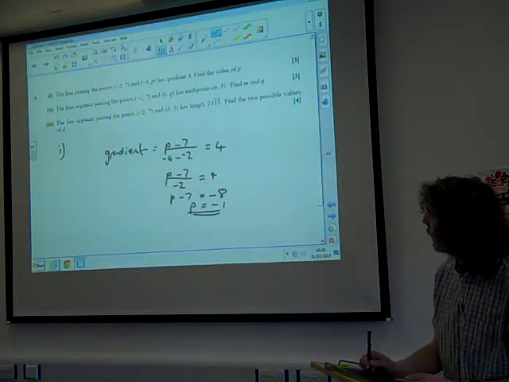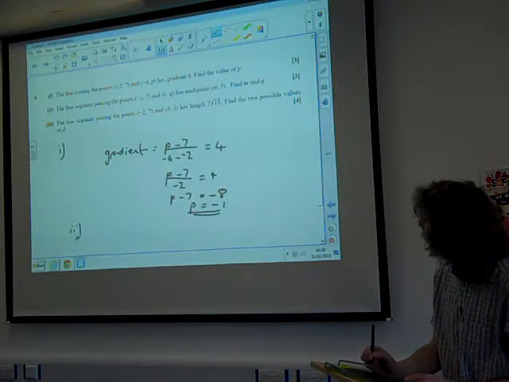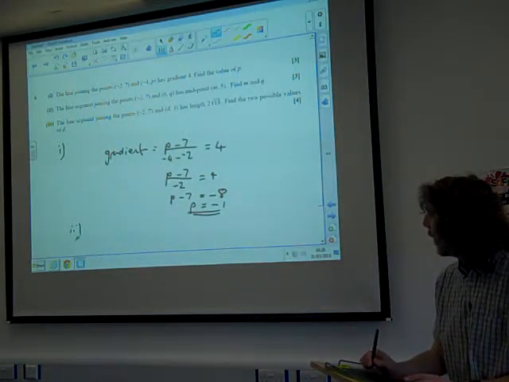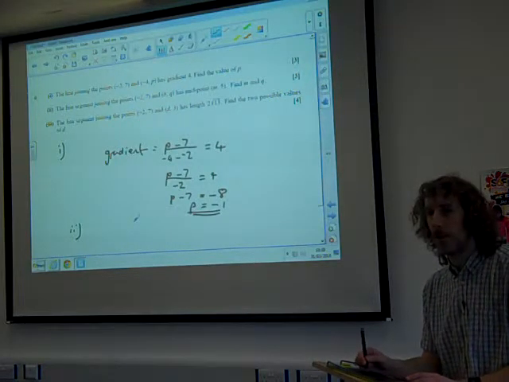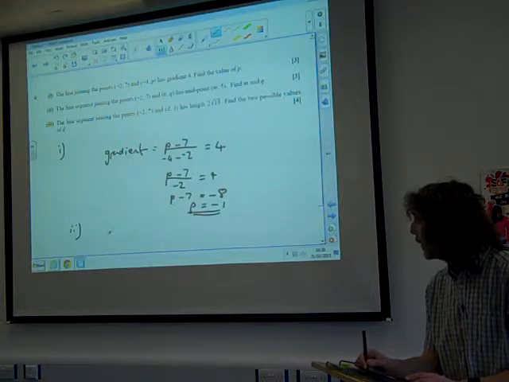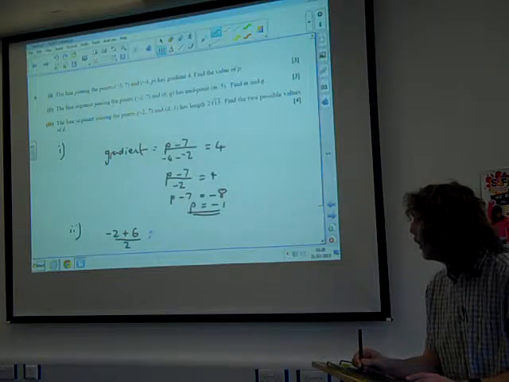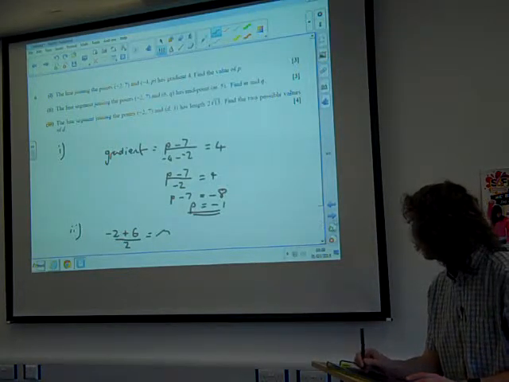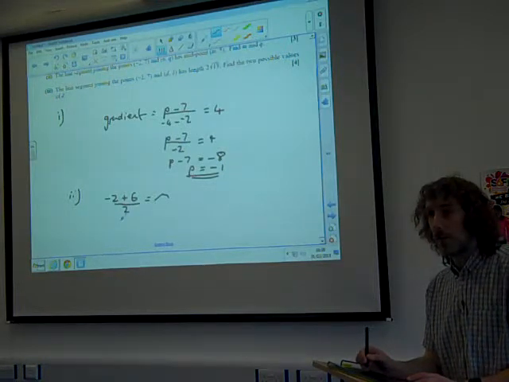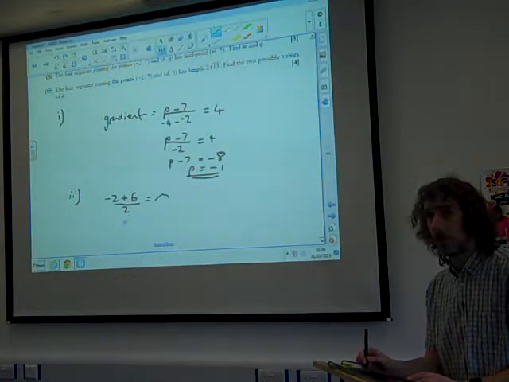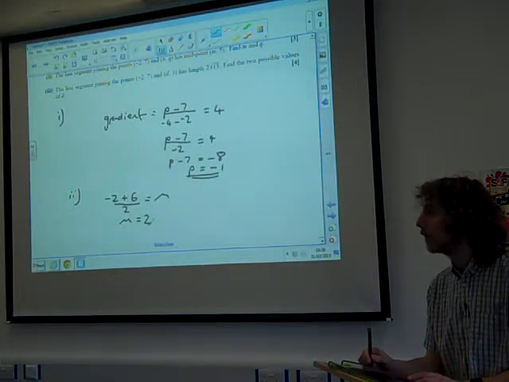The line segment joining two other points, (-2, 7) and (6, Q), has midpoint (M, 5). Find M and Q. All right. So that tells us, if we do the midpoint of the x values, it's minus 2 plus 6 over 2, and that's equal to M. So minus 2 plus 6 is 4, divided by 2 is 2. I've come up with 2 for that.